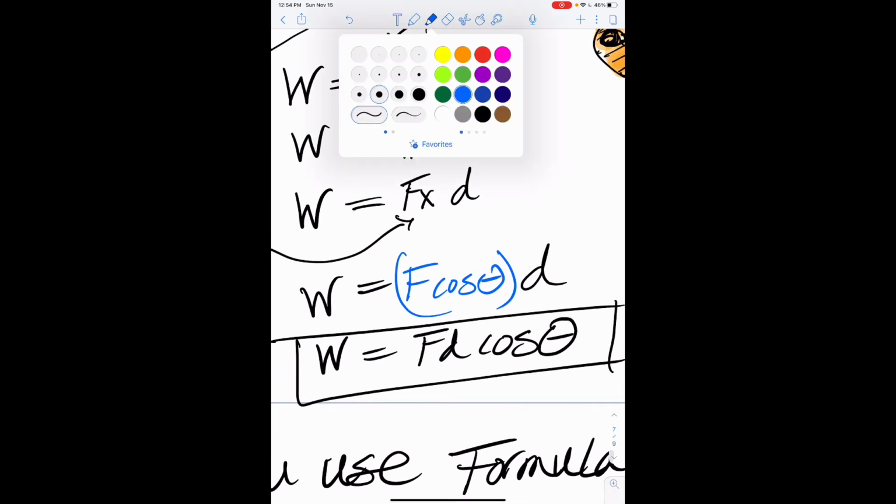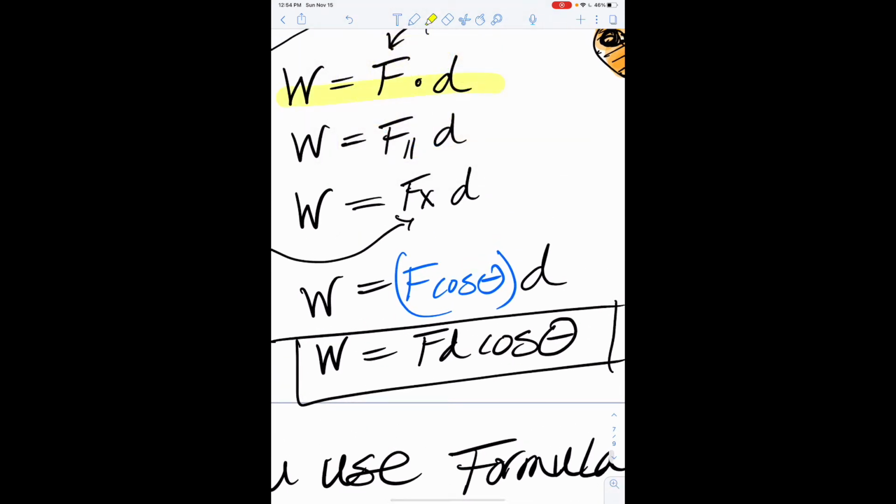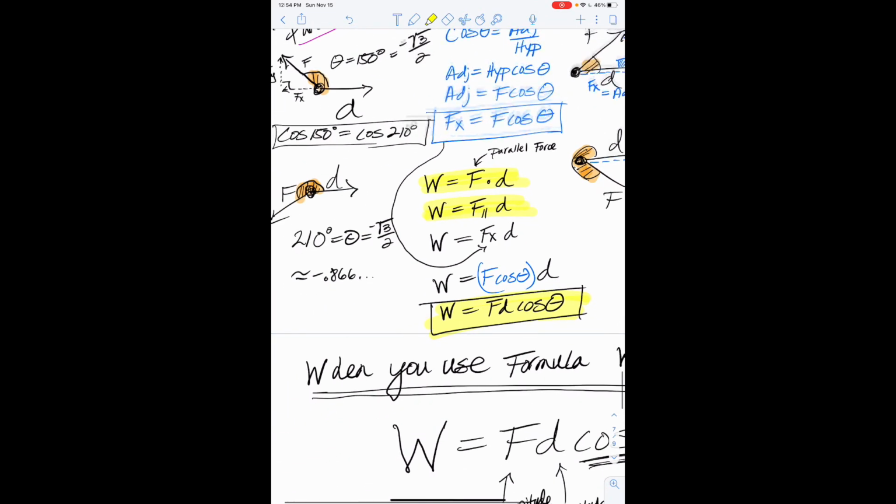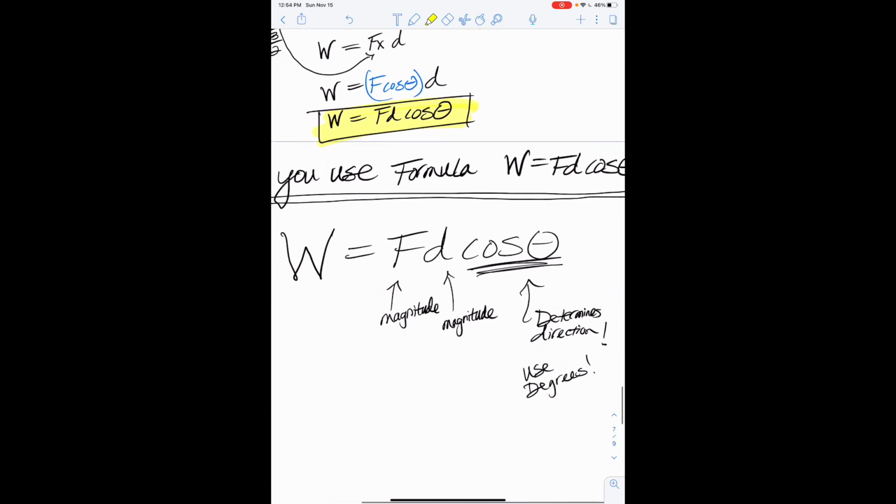If we're saying that the work is F dot d, and that's when the parallel part of the force is multiplied by the distance, we end up getting this, which is mathematically what we said at the beginning. And finally, when you use Fd cos theta, magnitude, magnitude. Let your cosine theta determine the direction and use degrees. All right, let's do some examples.